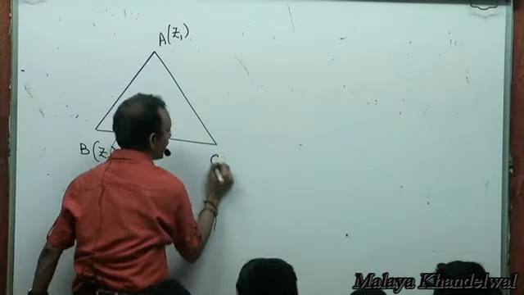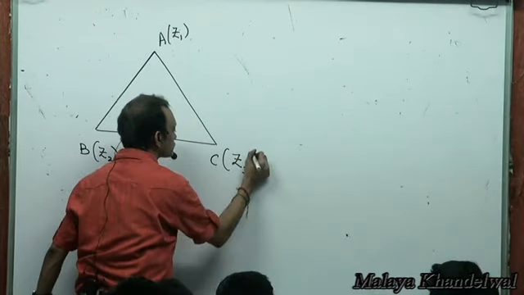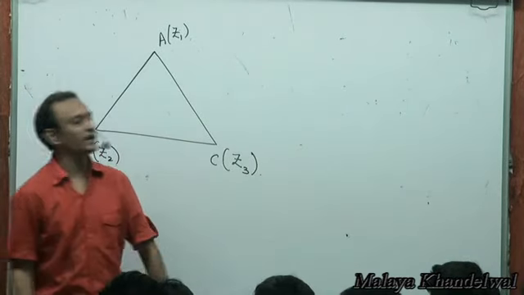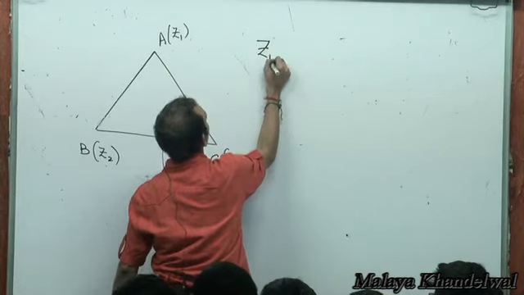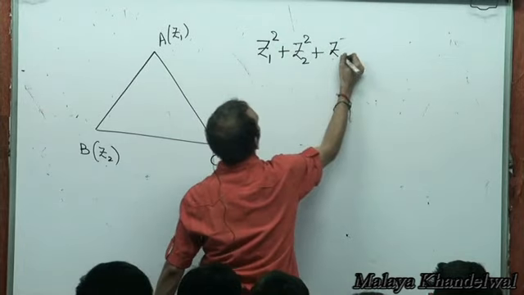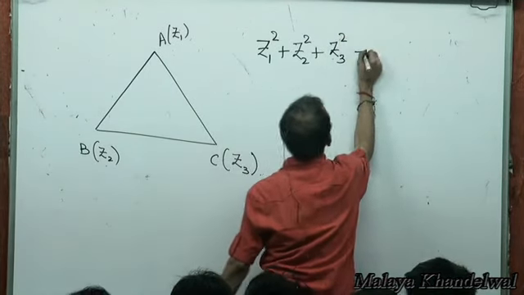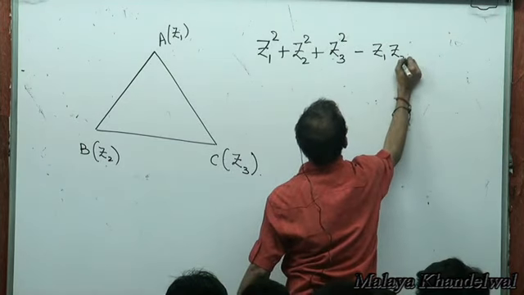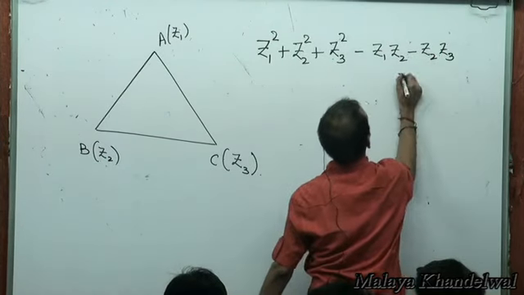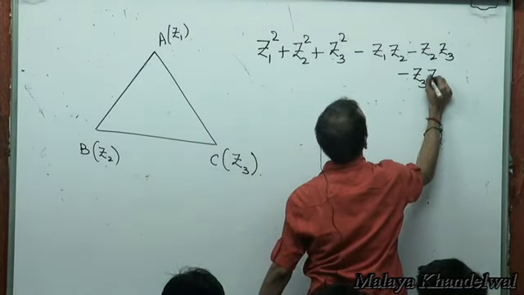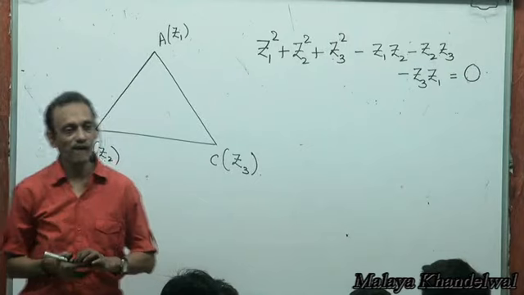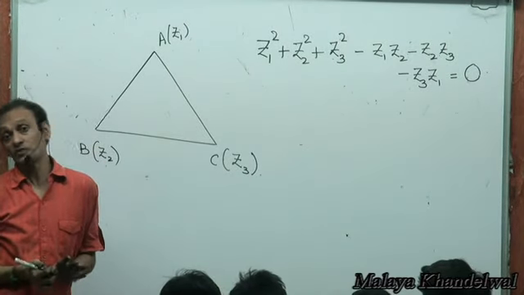So there is a triangle. I do not know whether it's equilateral. All that I know is that summation 1 by z1 minus z2 is 0. That is to say that also z1 squared plus z2 squared plus z3 squared minus z1 z2 minus z2 z3 minus z3 z1 is 0. I want to see if this triangle is equilateral or not.